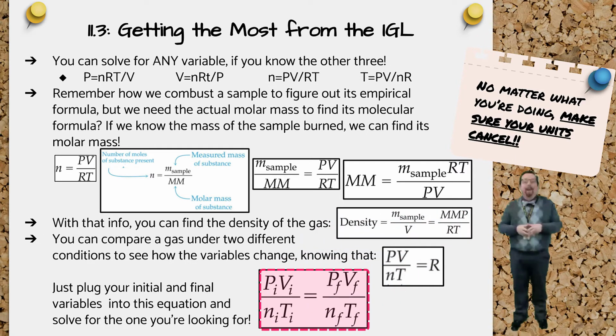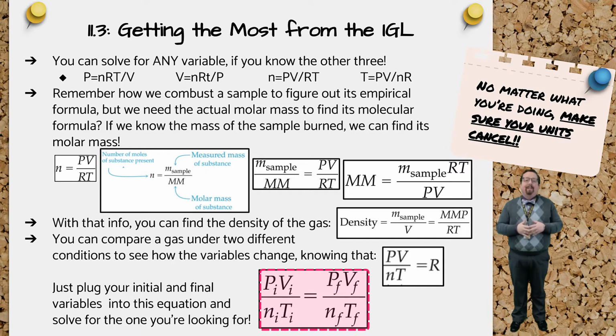Finally, if we want to compare the properties of our gases under 2 different sets of conditions, we have an equation for that. Since we know that R is constant, we can solve for it and find that R equals PV over nT. Since the R will remain the same for any set of conditions for a gas, we can set PV over nT of one set of conditions, say the initial set of conditions, equal to that of a second set of conditions, or the final set of conditions.